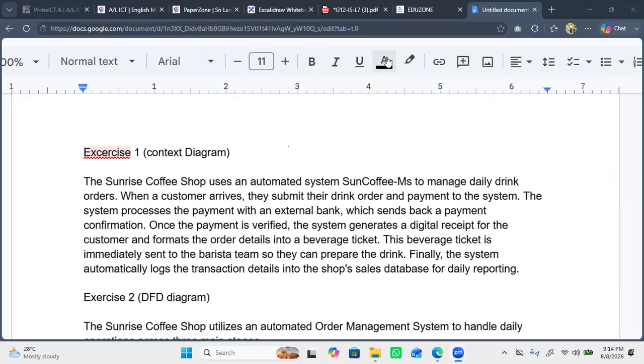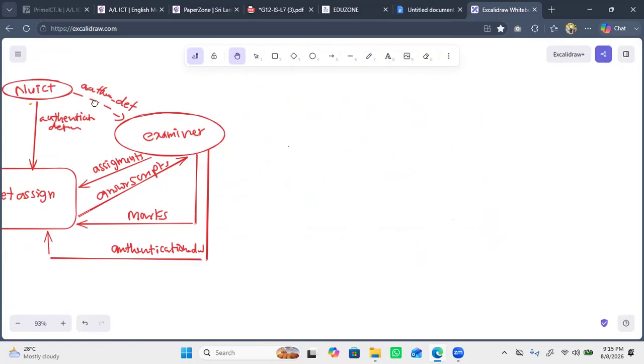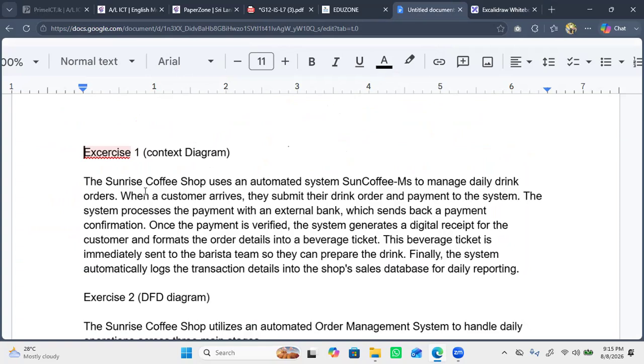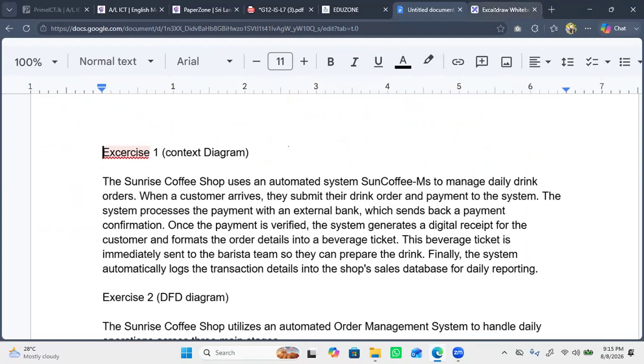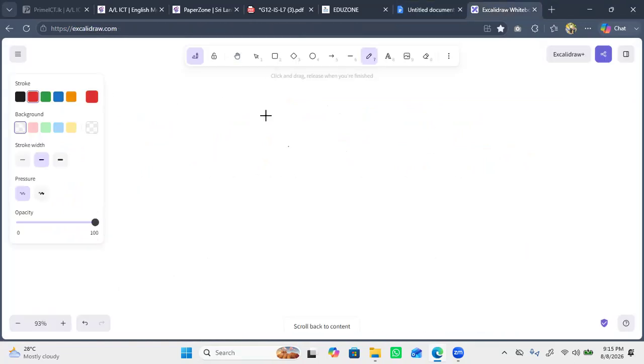Okay, then I will start this. Let's take our canvas here. Okay, Sunrise Coffee Shop uses an automated system. Listen carefully. Sunrise Coffee Shop is using an automated system. Sunrise Coffee Shop is our business organization, not the system. What is our system? Sun Coffee MS is our system.